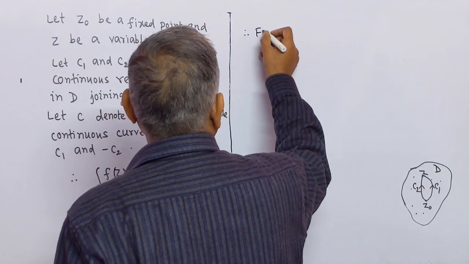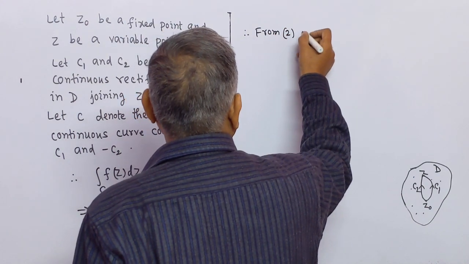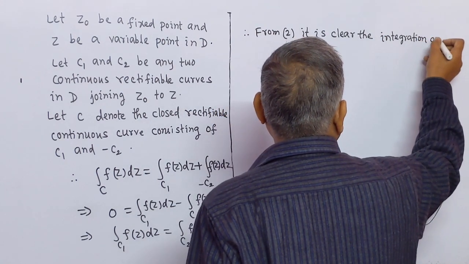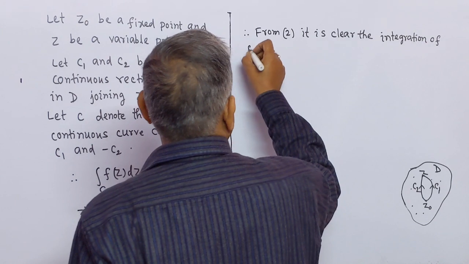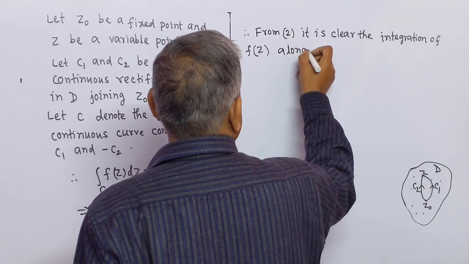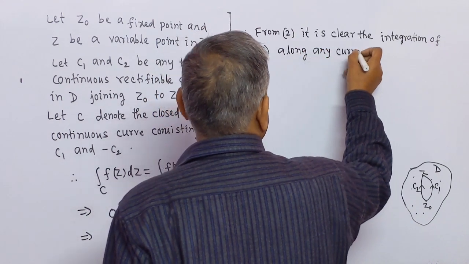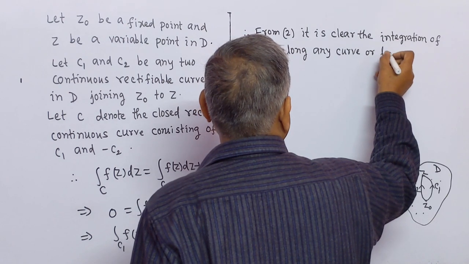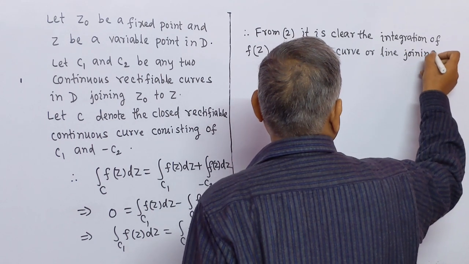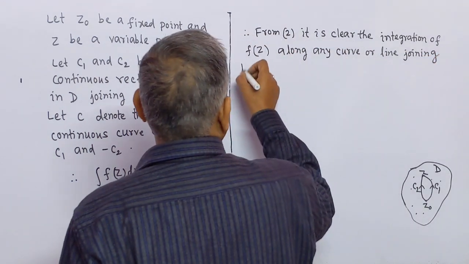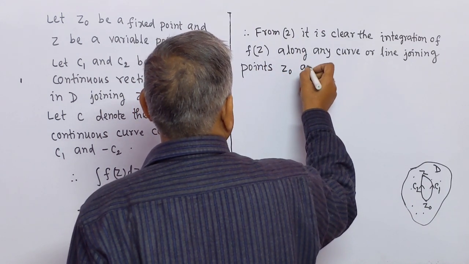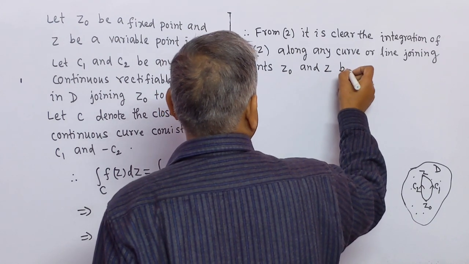Therefore, from 2 it is clear that the integration of the function of z along any curve or line joining points z naught and z is the same.